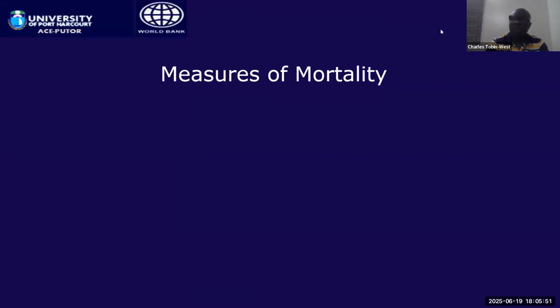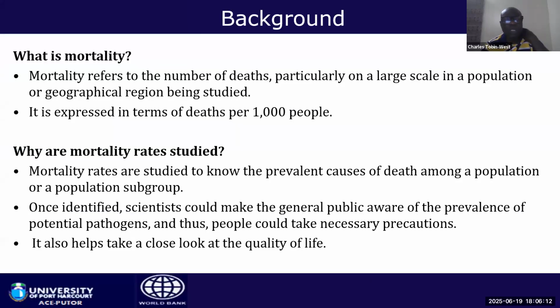Okay, now let us look at measures of mortality. We talked about morbidity being either disease or departure from health, disability. Mortality is about death. So what is mortality? It refers to the number of deaths, particularly on a large scale in a population or geographical area that is being studied. It's expressed in terms of deaths per thousand population.